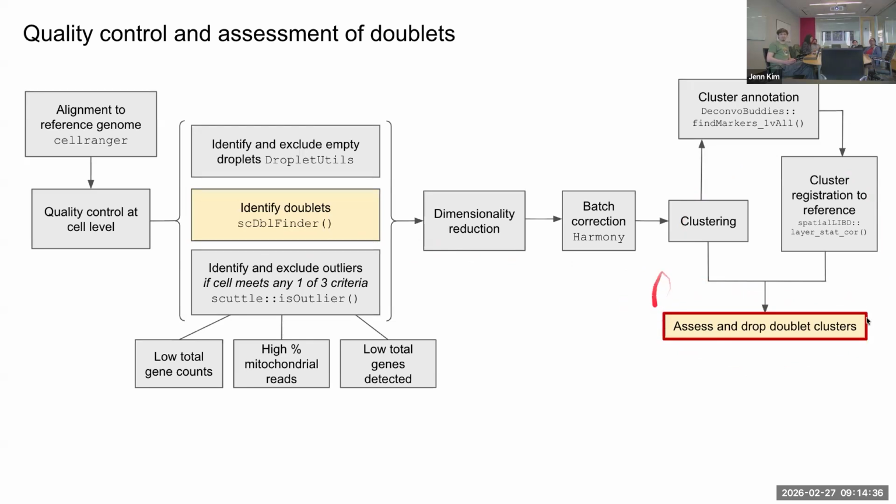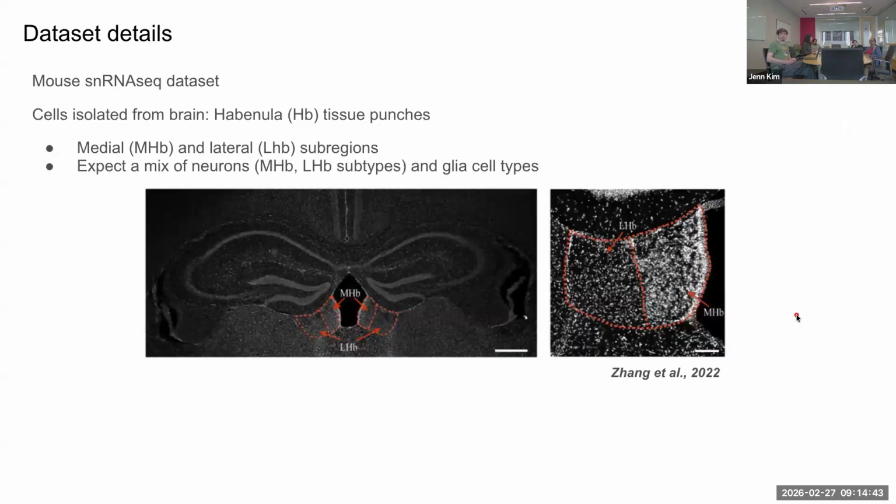But before I delve into the specifics of this process, I'll give a few details of the dataset that I'm presenting here, just focusing on the technical details as they relate specifically to clustering and registration. This single-nucleus RNA-seq dataset comes from the mouse brain, where we tissue punched the habenula brain region, which you can see here. The habenula is further subdivided into the medial and lateral habenula subregions. In our data, we expect a mix of neuron subtypes coming from both of these subregions, as well as glial cell types like astrocytes, microglia, oligodendrocytes, and so forth.